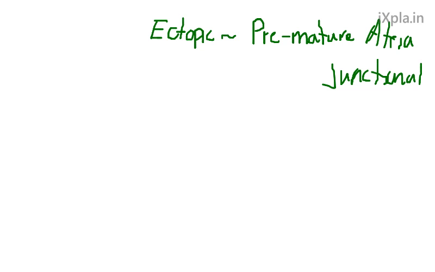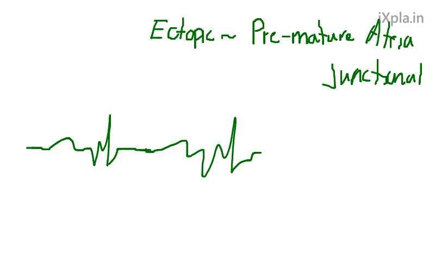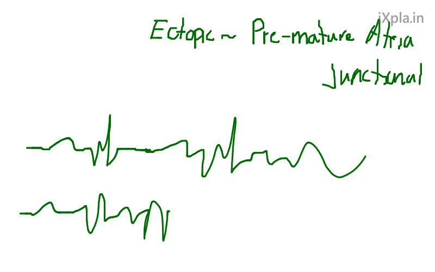Now, a premature beat means what it just says, it occurs prematurely. You can tell in a rhythm strip what's like this. That's a rhythm right there, but you can pretty much tell the rhythm. A premature beat occurs before it should, prematurely. So going like this, then you would have a beat right here. It's a very bad drawing, it's not a picture. But that would be a premature beat.